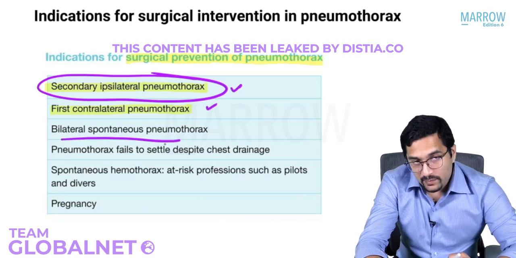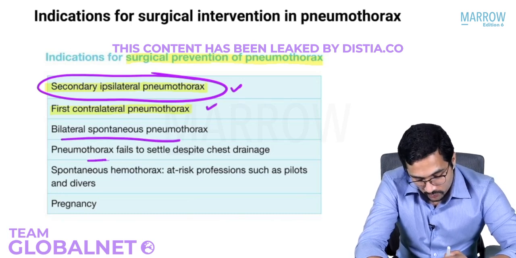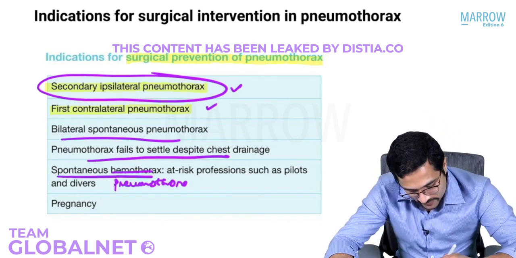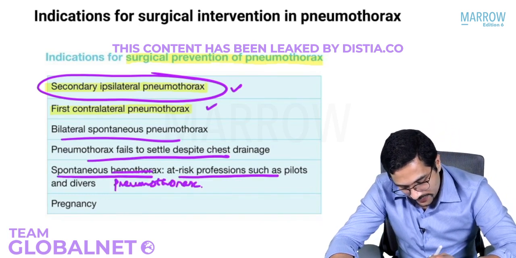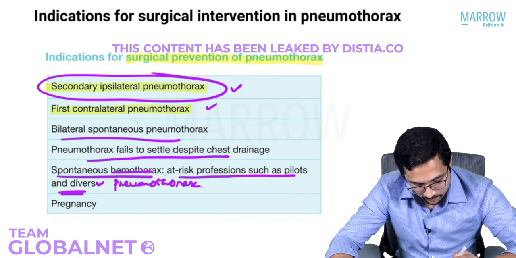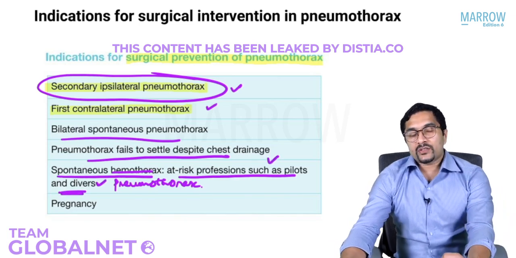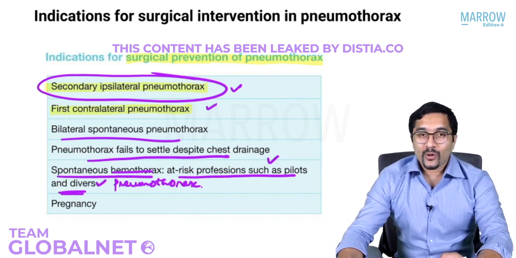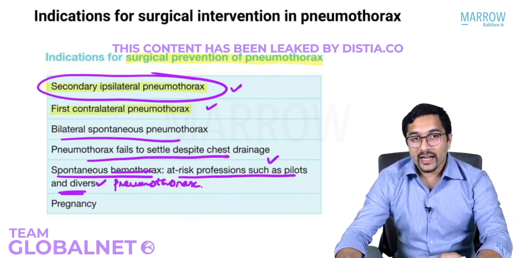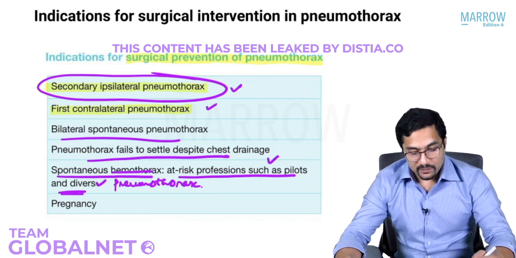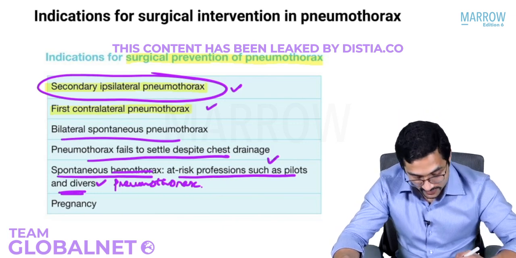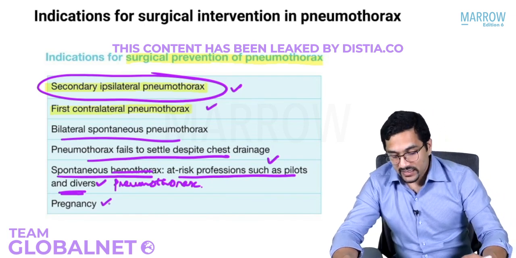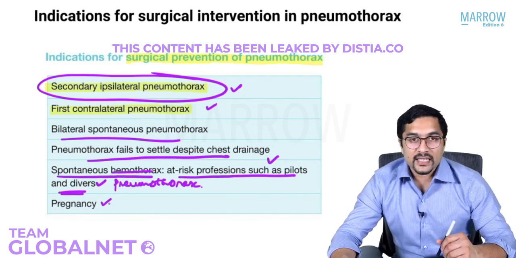Also if there's bilateral spontaneous pneumothorax, if the pneumothorax fails to settle despite chest drainage, or if there's spontaneous pneumothorax in at-risk individuals like pilots and divers. If pneumothorax has developed in pilots and divers, you don't want it to develop again during mid-flight. It can be dangerous, so these patients also require intervention. And pregnancy as well. So these are the indications where we need to carry out surgical intervention.